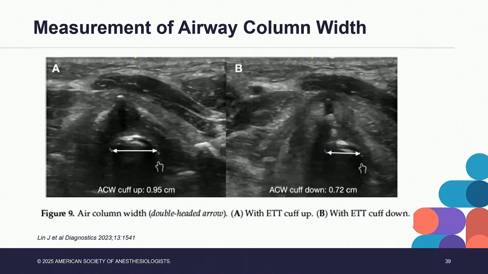Here, as you see, the air column width with the cuff up is 0.97, and after deflation 0.72, so the difference is less than 0.8. That is good. That is good for predicting that this patient most probably will not develop post-extubation stridor.